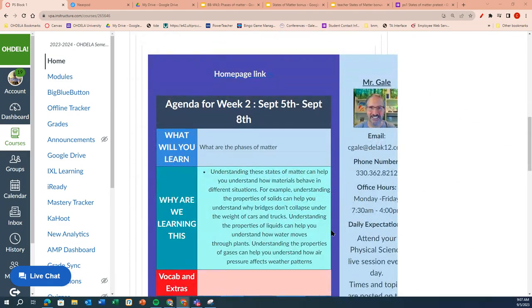We're going to talk about the phases of matter. Understand that states of matter can help you understand how materials behave in different situations. For example, understanding the properties of solids can help you understand why bridges don't collapse under the weight of cars. Understanding the property of liquids can help you understand how water moves through plants. Understanding the properties of gases can help you understand how air pressure affects weather patterns.